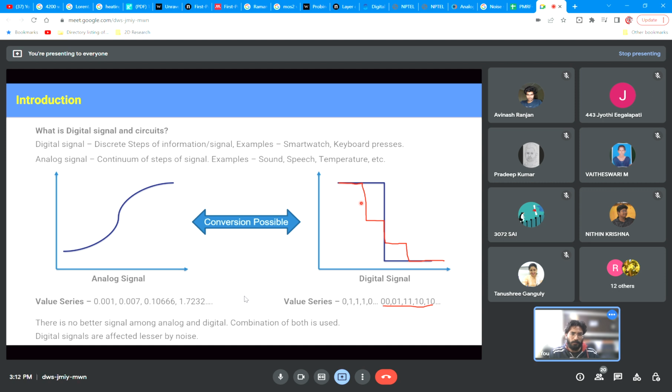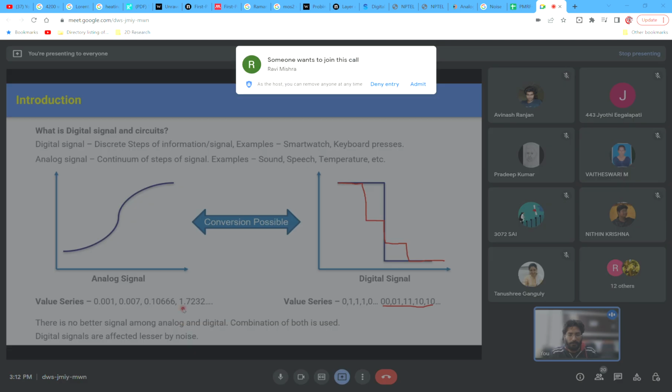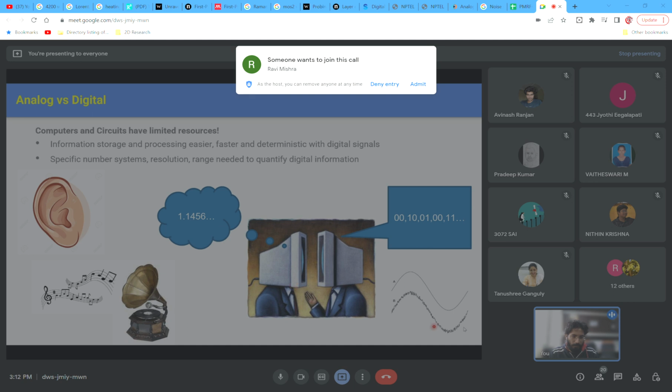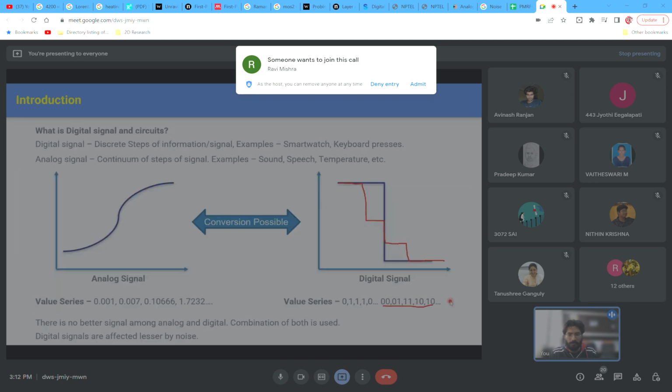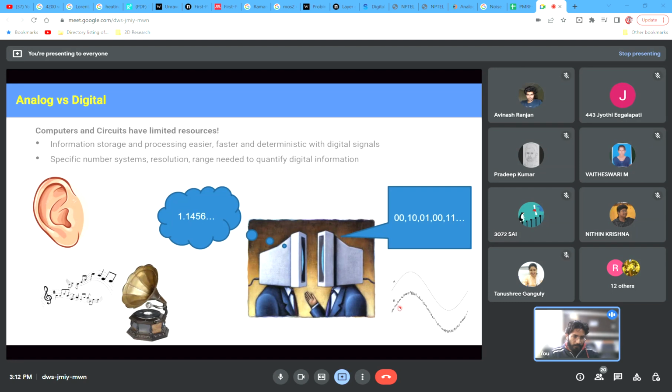In this slide, I have mentioned that digital signals are affected less by noise. Noise is a kind of signal that you can see here in the bottom right part. This is signal A, which is a clean sinusoid, similar to what is denoted in this graph, whereas signal B below it is a signal that is affected by noise.